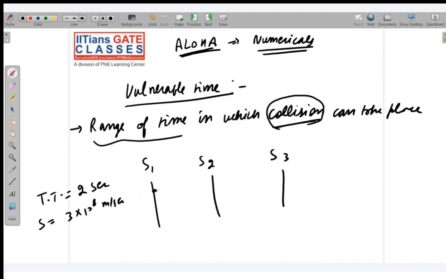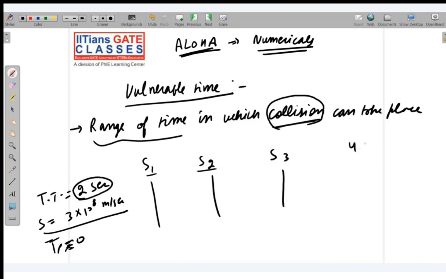The moment S1 starts sending a bit, the first bit will immediately reach S2 and immediately reach S3. Since the speed is very high and the stations are very close to each other, I'm assuming TP is approximately 0. If the stations are about 0.5 meter or 1 meter apart, it will take negligible time. That's why I'm taking propagation time to be 0. The bit started from S1 will immediately reach S2 and S3. This is my assumption.